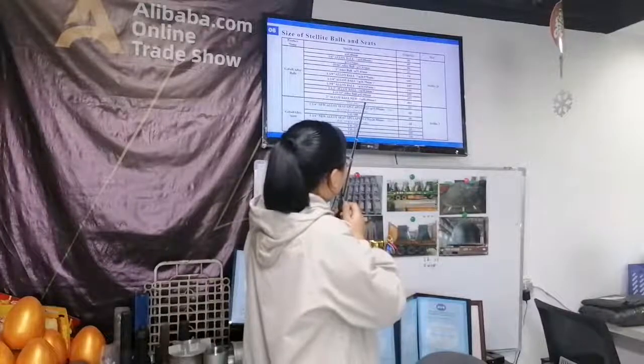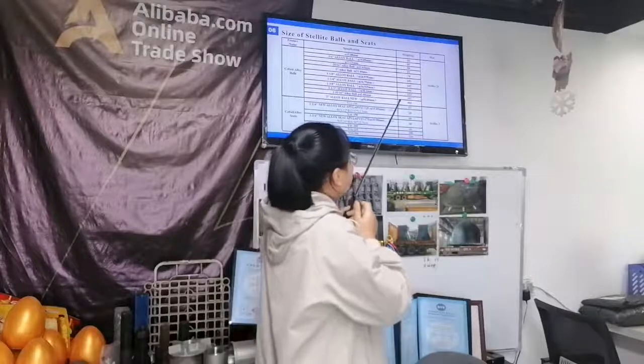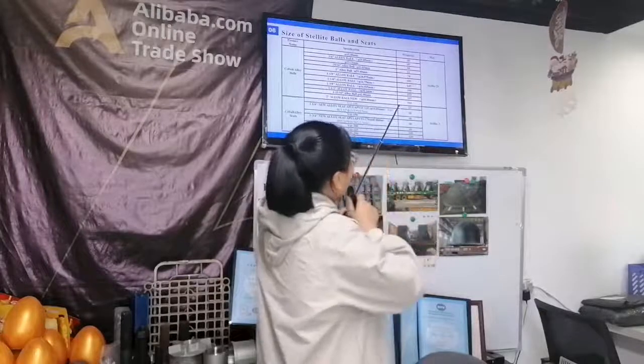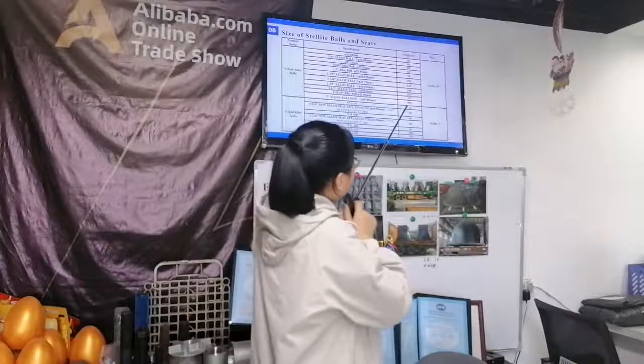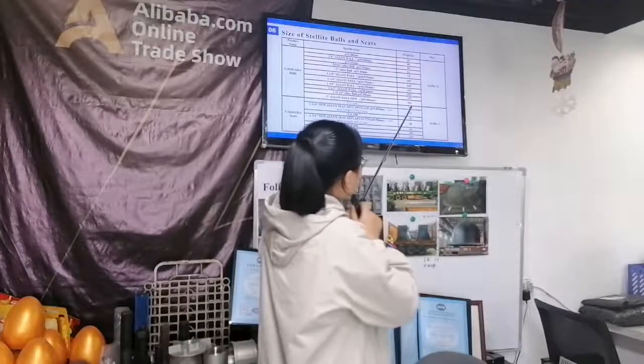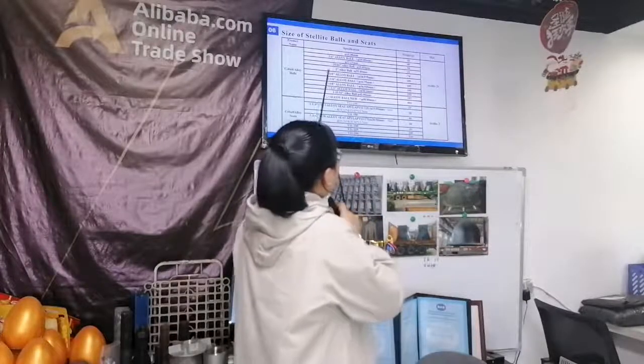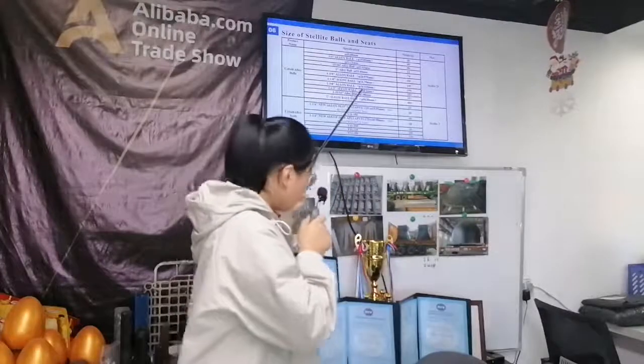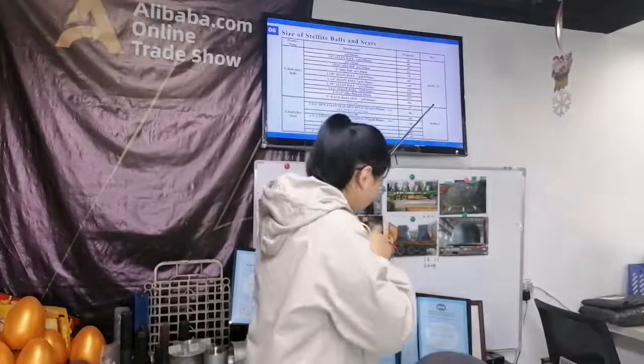Diameter 50.8 millimeter, the unit weight is 593 grams. And the material is cyanide 20.